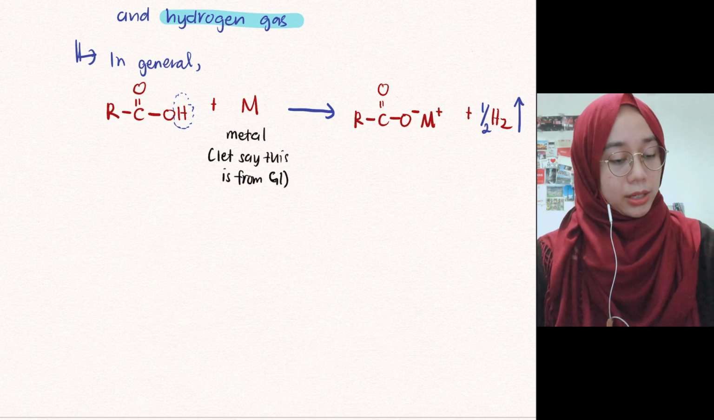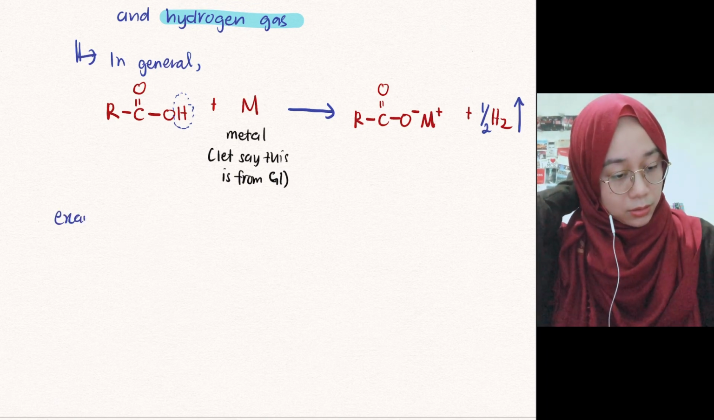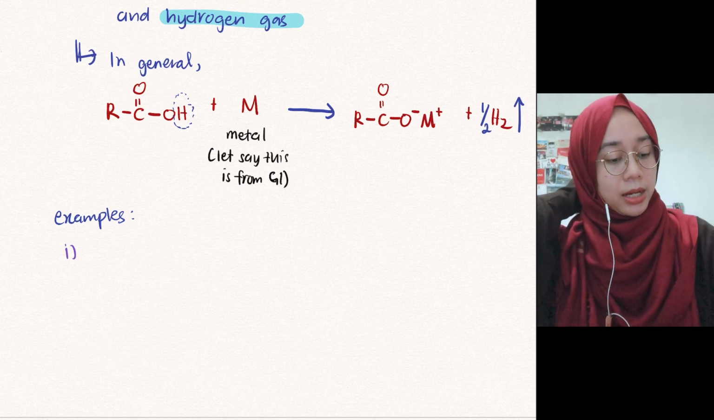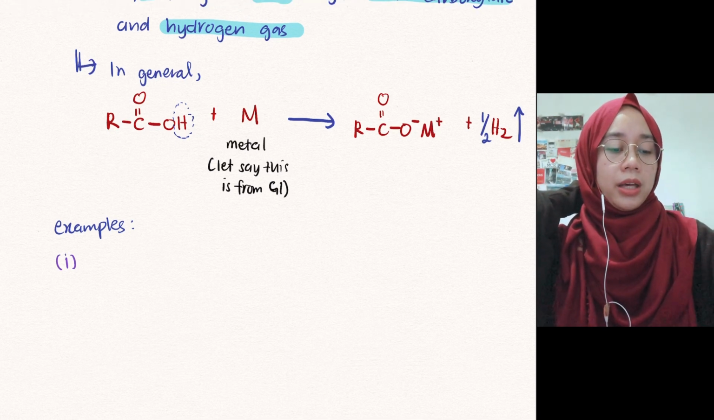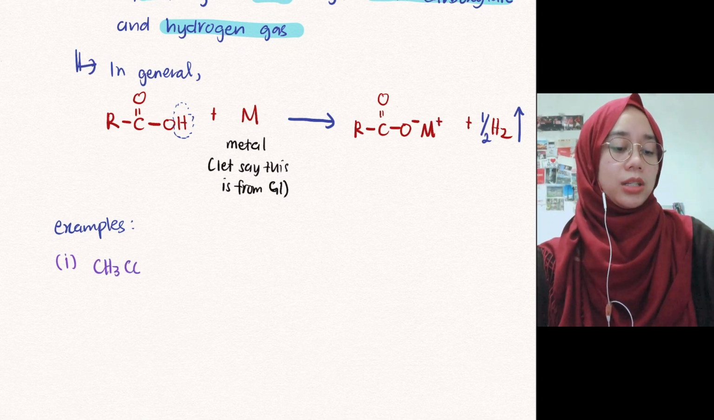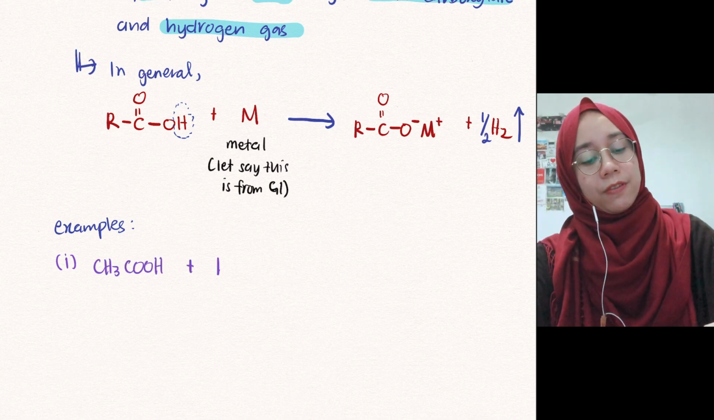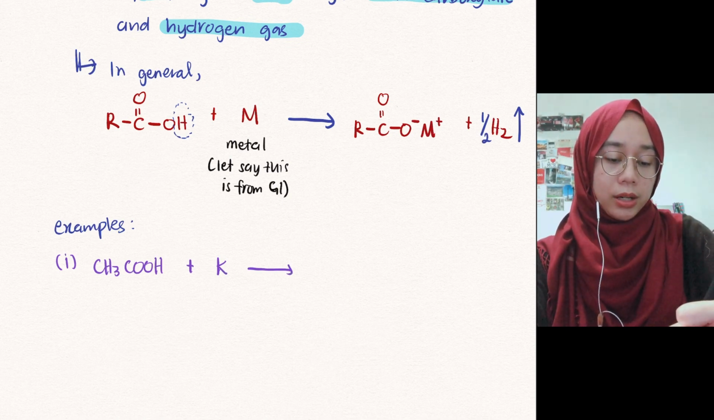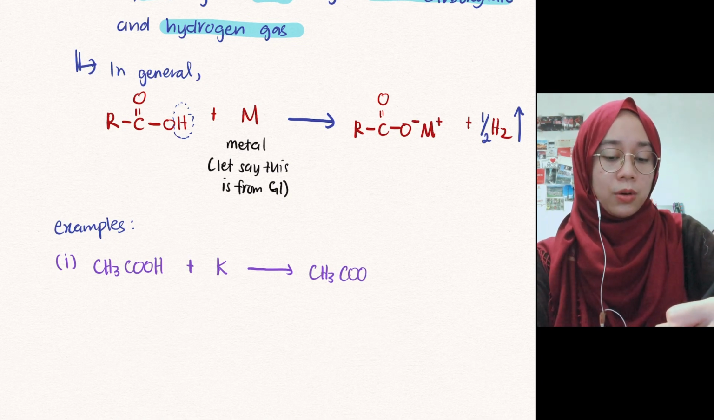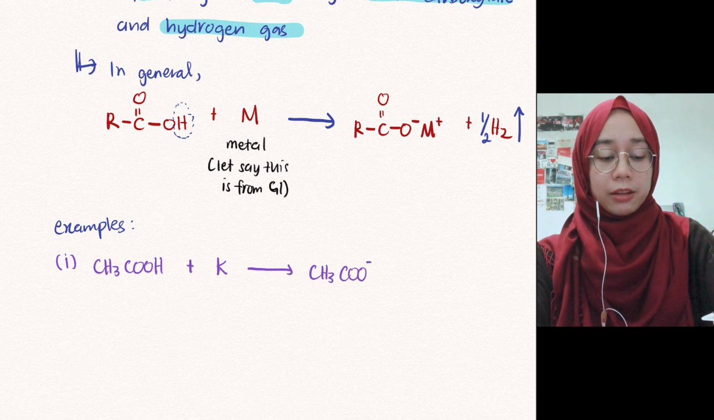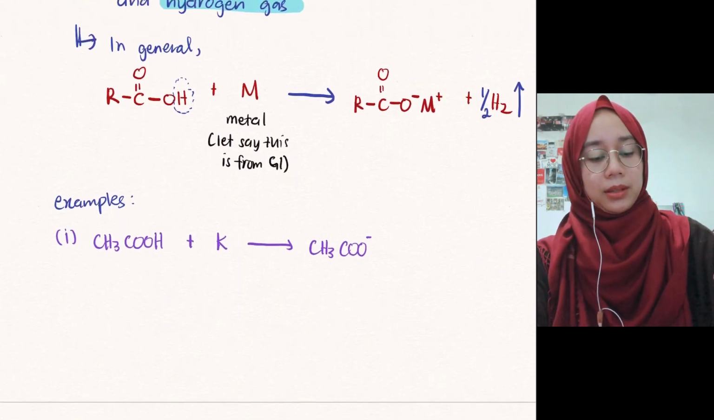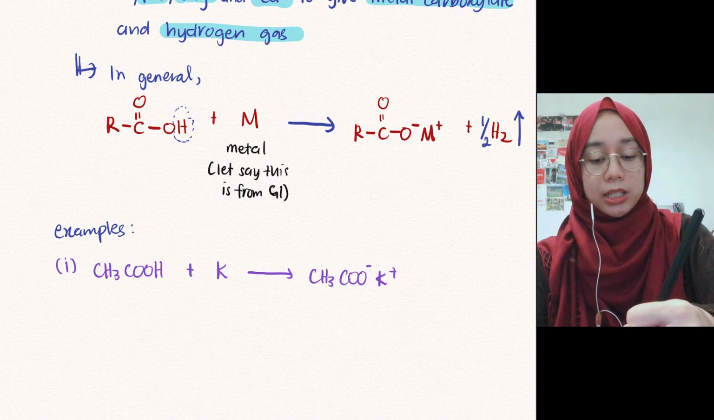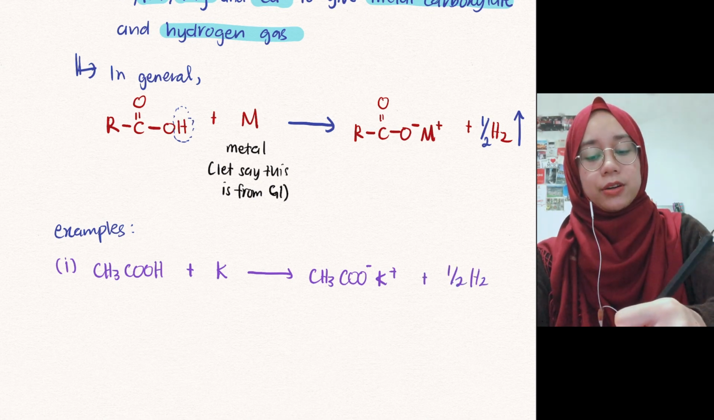So example, Miss bagi dua example lah. So let's ada ethanoic acid. Okay, so CH3COOH. So let's say it reacts with a potassium. So potassium is a metal from group 1. Therefore, yang tinggal adalah CH3COO negative. Okay, jangan lupa ada negative sign. And then K pula, K plus. So jangan lupa ion tu. Okay, jangan lupa charge. And then dia akan produce half of hydrogen gas.